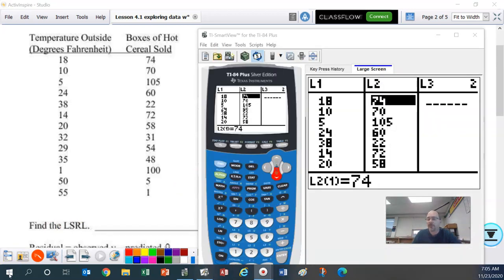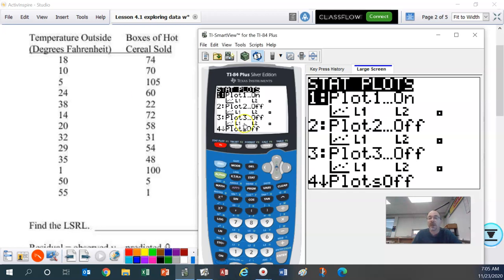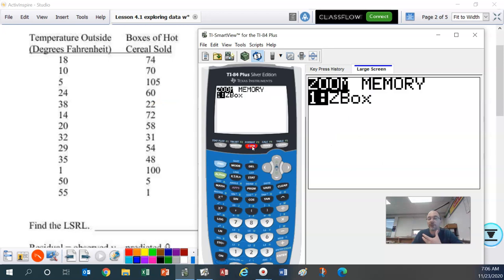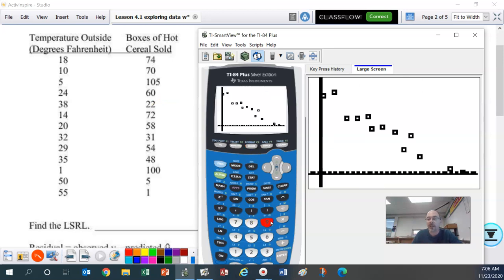Just a reminder that I'm using my calculator to help make my sketch. Remember to type your numbers in list 1 and list 2. Make sure that your scatter plot is on. Remember, second and then the Y= button. And then pick number 1, make sure it's on and it's the scatter plot. And then you have to quit. And then you can hit zoom 9 to see the scatter plot.